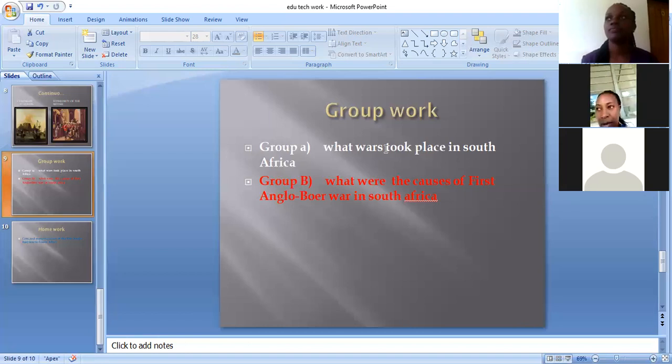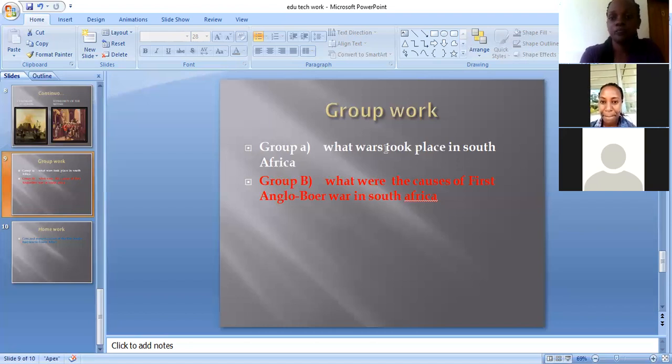According to what we've discussed, one of the causes of the first Anglo-Boer War was the annexation of Transvaal. The British wanted to annex the Transvaal due to the fact that they had discovered gold in this place, so they wanted to take it. So this provoked the Dutch people, hence the outbreak of the Anglo-Boer War.